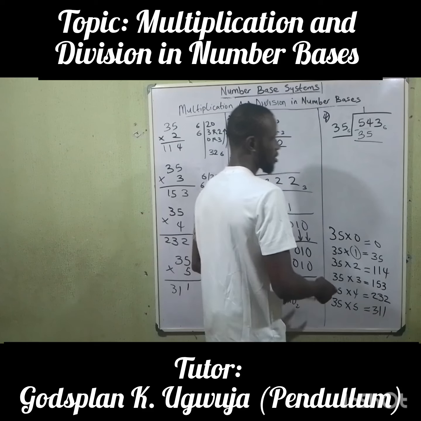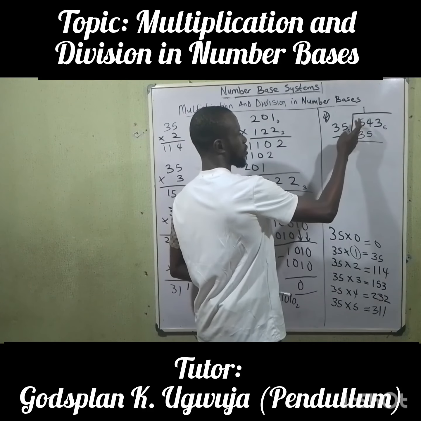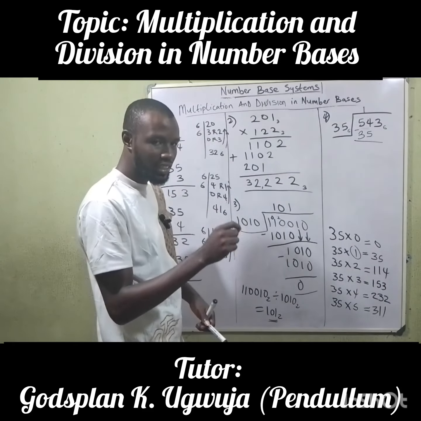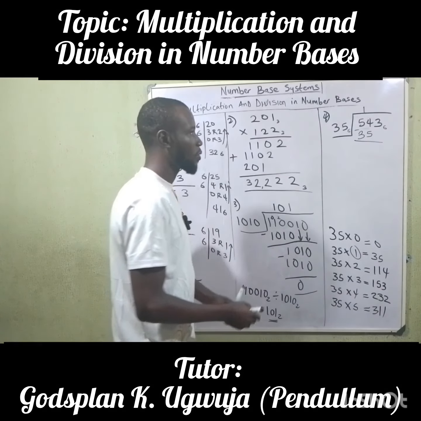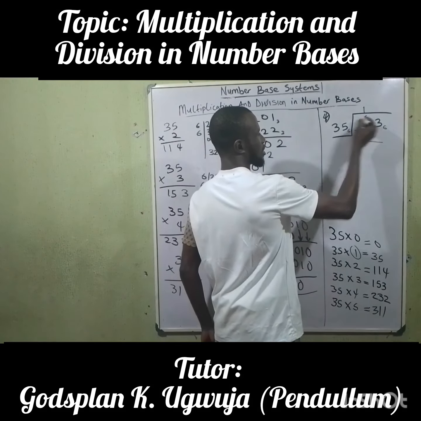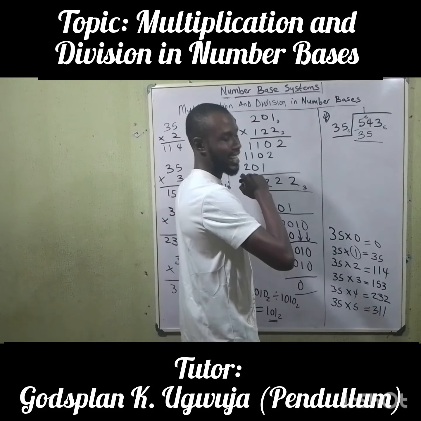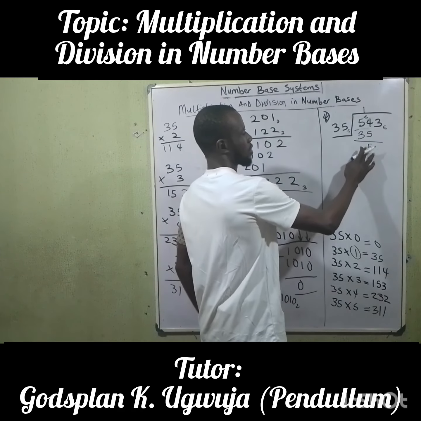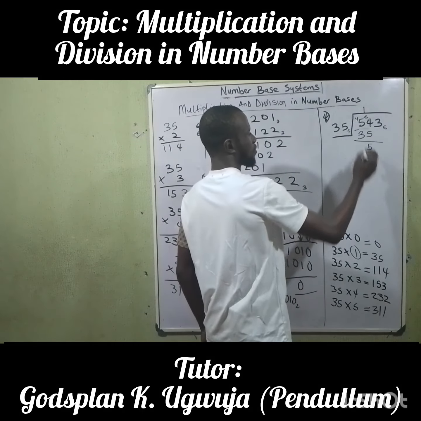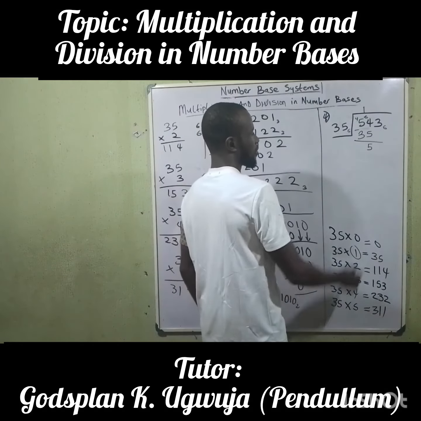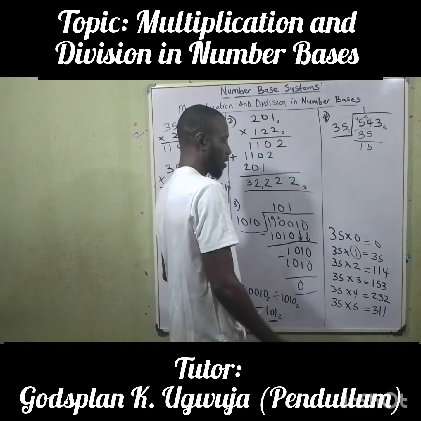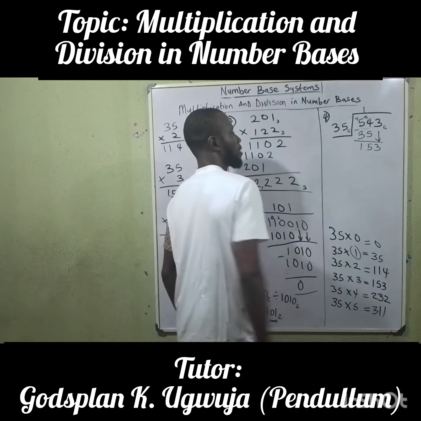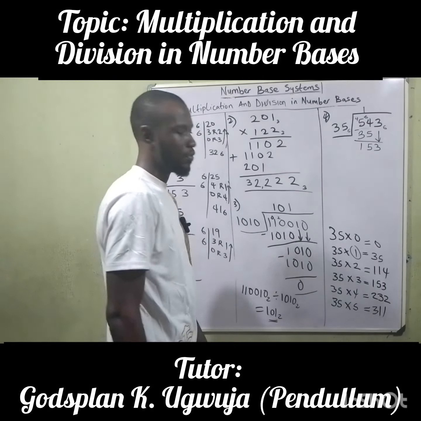Now we are subtracting. 4 will not subtract 5, so we take 1 from here and put here. Remember, that 1 you are taking is the base. It's counted as the base. So that 1 you are taking is actually 6. 6 plus 4 is 10. 10 minus 5, 5. Then you've taken 1 from here. This will be 4 remaining. 4 minus 3, 1. Okay? Then we bring down this. We bring down that last digit. So we now have 153.